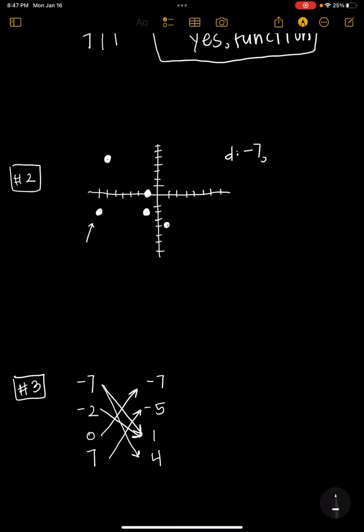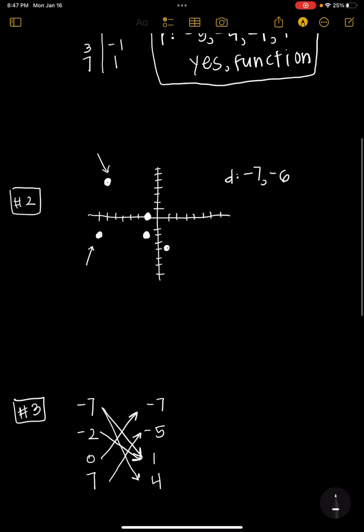Then my next one, my next leftmost one is that one, which would be at -6 for the x value. Then we have these ones that are right on top of each other, and they're both at -1. So we only have to put -1 once because it happens twice. We just have to write it down once. And then the last one is this guy right here, which happens at +1. So there's my domain.